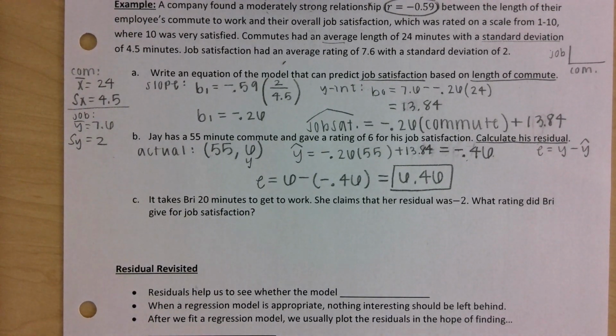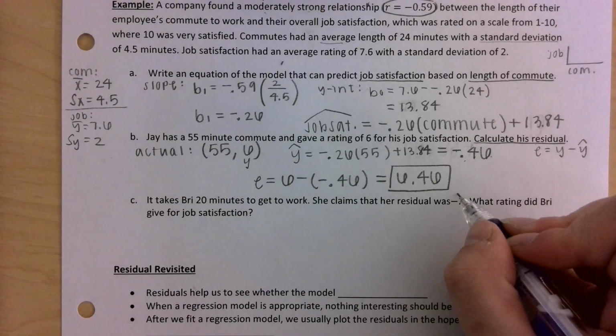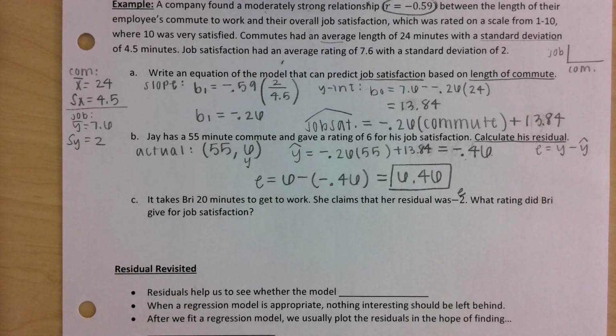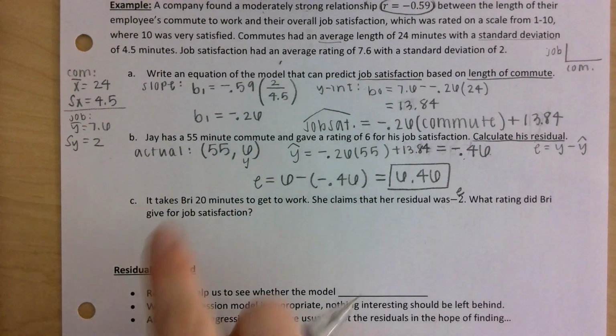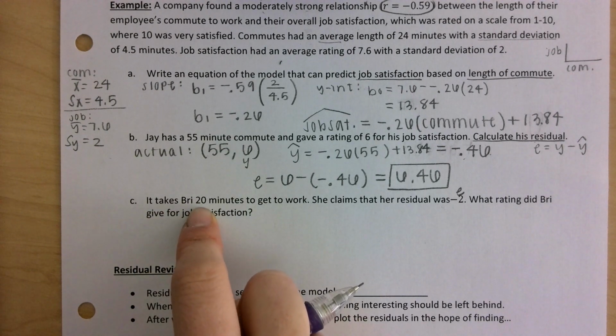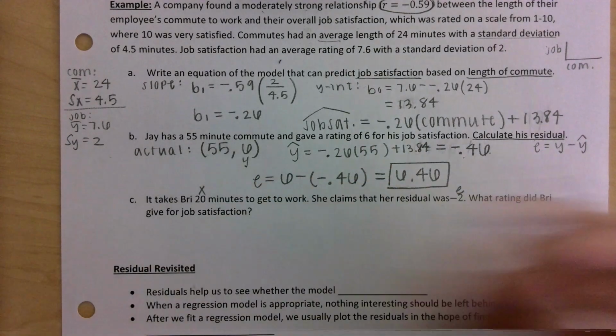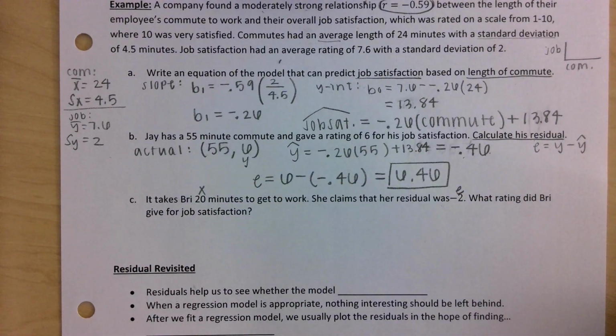Okay, part C says it takes Bree 20 minutes to get to work. She claims that her residual was negative 2. What rating did Bree give for job satisfaction? So at this point, we know that her residual, which is our E, that is negative 2. And she told us that it took her 20 minutes to get to work. 20 minutes to get to work would be our X value because that was our commute time.